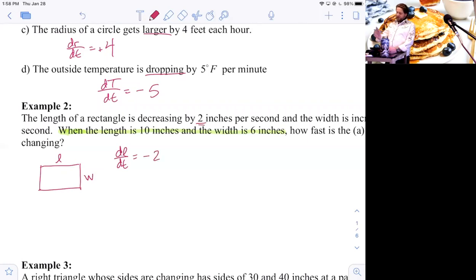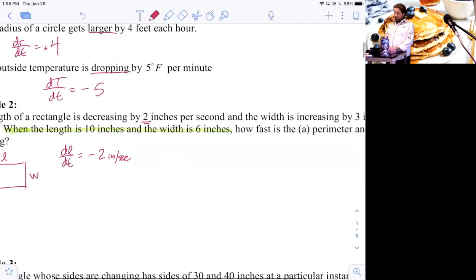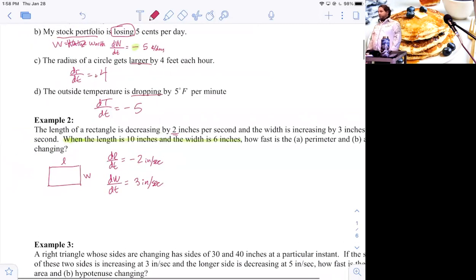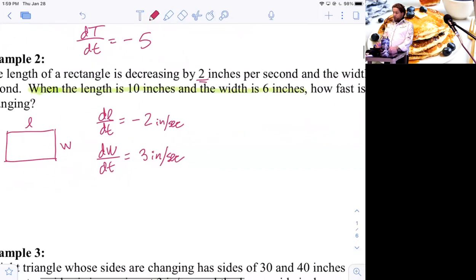Everything's going to be measured in inches and seconds. If you want to put inches per second there, that's not a bad thing. And the width is increasing, so dW/dt is what type of 3? Positive 3. Good. So anytime you have a problem like this, you want to label your givens. And we've done that. We've labeled the rates. The next thing we read when we keep reading is when the length is.